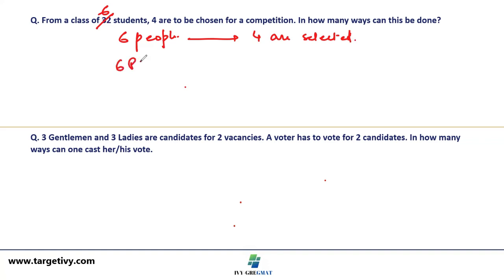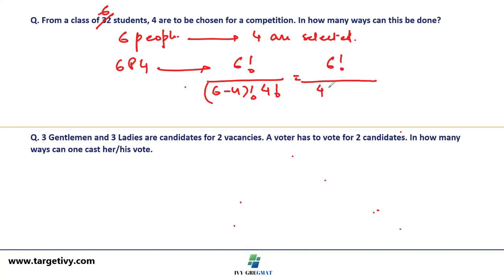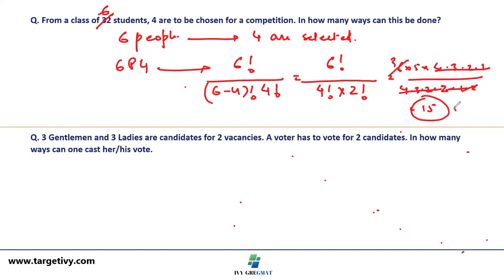So this will be 6P4, which makes it 6 factorial divided by (6 minus 4) factorial multiplied by 4 factorial, which is 6 factorial divided by 4 factorial multiplied by 2 factorial. If you do this calculation, it will be a long one. So 6 multiplied by 5, 4, 3, 2, 1 divided by 4, 3, 2 multiplied by 2, 1. So if we do this here, this is 15. The combination is 15. But if you do a permutation and get rid of this, the number will be larger.